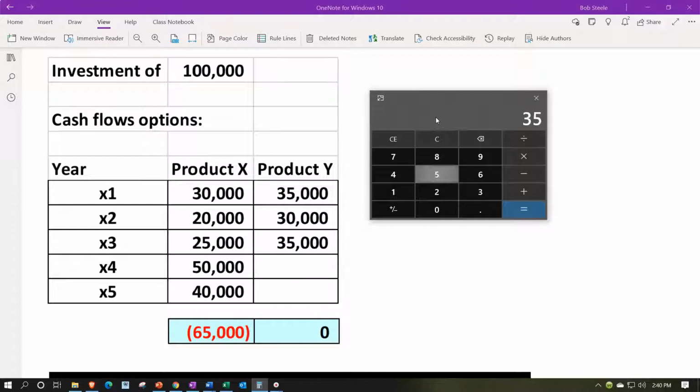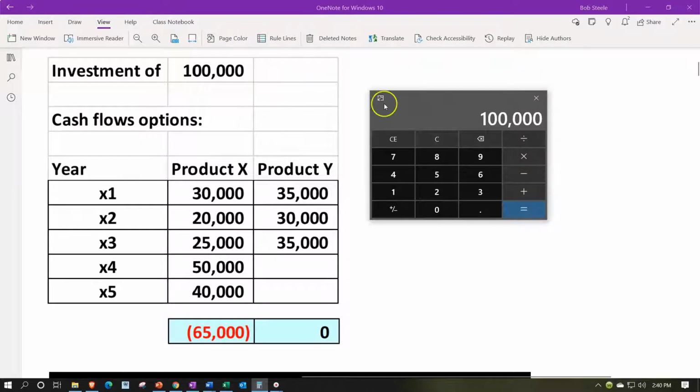Product Y, we have 35,000 plus 30,000 plus 35,000. We're only getting 100,000, and that's how much we're putting in. So with time value of money, we have to be losing money if you take into consideration time value of money. But if you look at the payback period, then you might not see that, right? You might be saying, when am I going to get my money back?